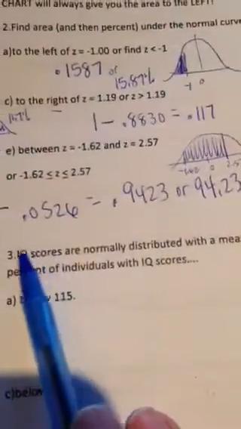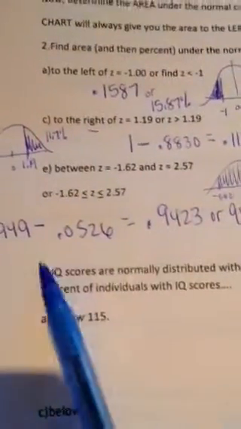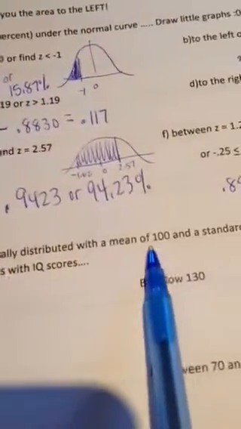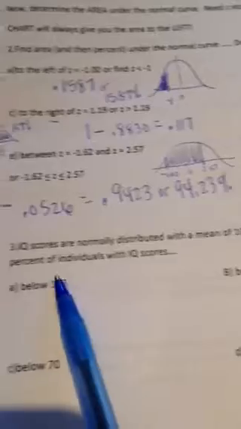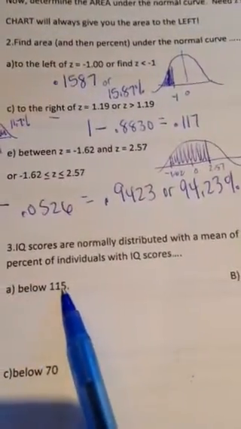Okay? All right. So that's just using the chart. Now we're going to get into some word problems. So this is what it's going to look like. We're going to apply it. IQ scores are normally distributed with a mean of 100, standard deviation of 15. Determine the percent of individuals with IQ scores below 115.